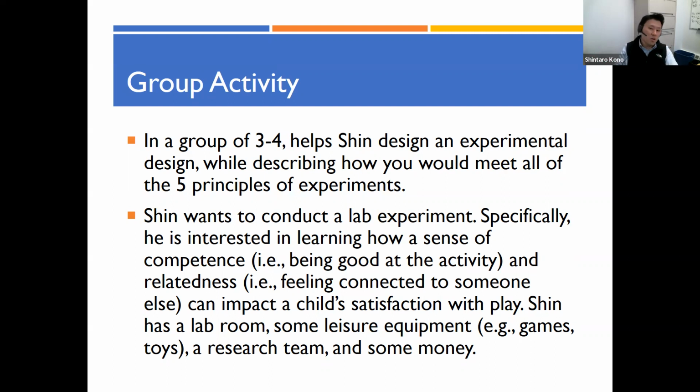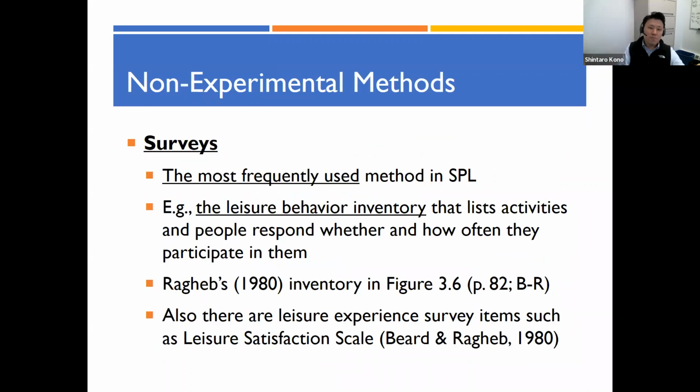What kind of experiment can you make so that we can actually test how sense of competence and relatedness can impact children's satisfaction? By principle, go back and design, describe, write down how you would run that experiment. And let's share that next class, okay? This is actually very important. And maybe I could ask some questions in the exam too. So let's work on that.